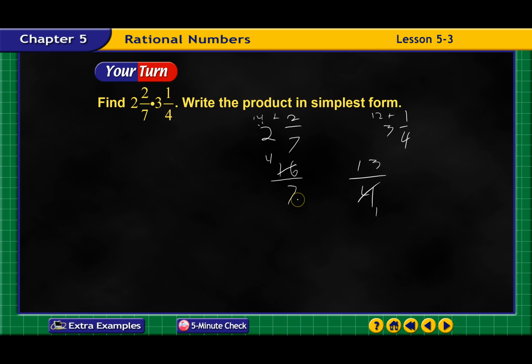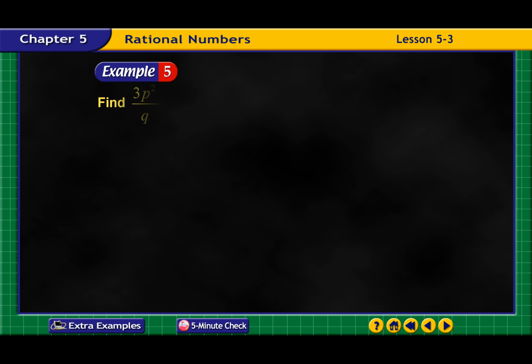That I can't do anything with. 13 times 4 is 52, and that's going to be over 7. And that's as far as that can go. So 52 over 7. I'd probably just leave it there and not put it back into a mixed number because it gives us both answers here in the book.